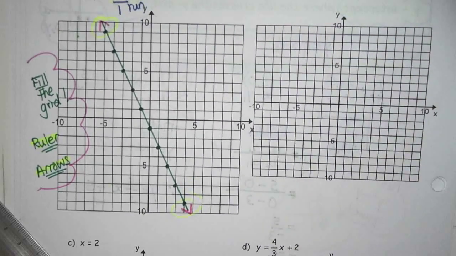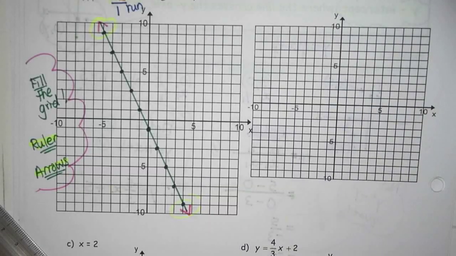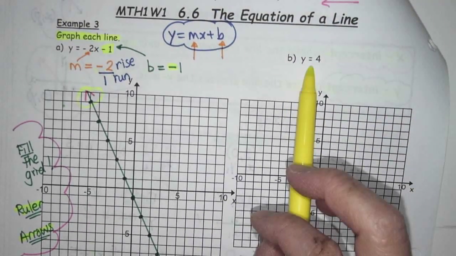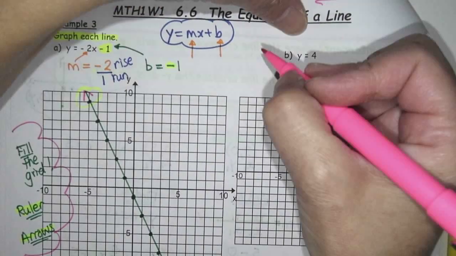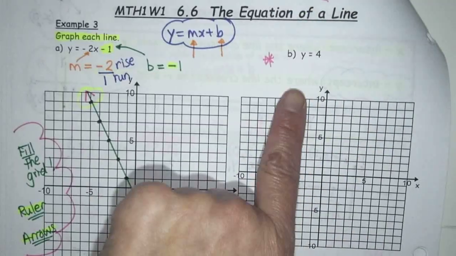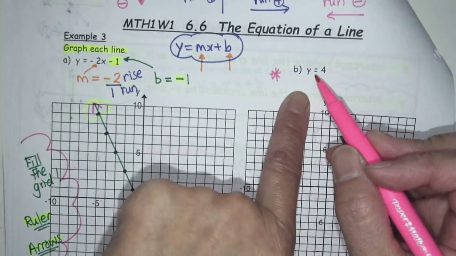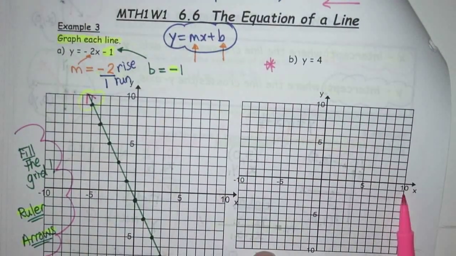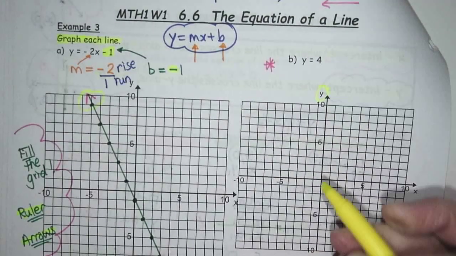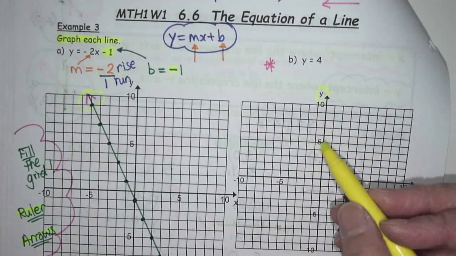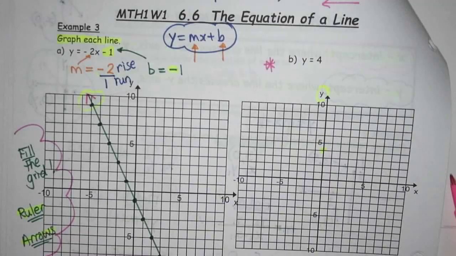The next example we have here is a special case. So I'm just going to move this down here. Y is -4. I'm going to star this. This is a special case. The special cases are the horizontal and verticals. So if you know that y is -4, you go to y. So y is -4, or sorry, +4. So it's over here. So we're going to plot this point.